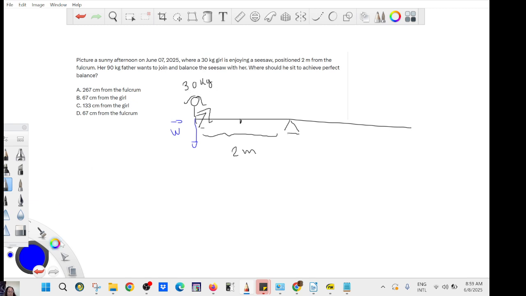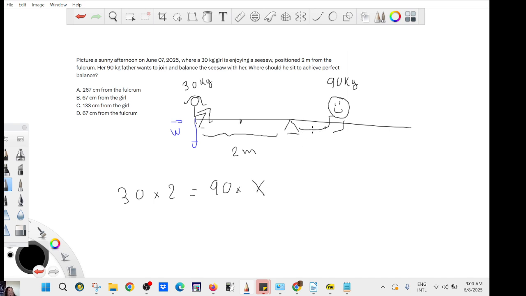So 30 kilograms on one side, and the dad 90 kilograms. So he has to sit closer. So the ratio is 1:3. So it has to be closer by 1/3, right? So that distance should be 1/3 of this one. Or you can say 30 times 2 equals 90 times x.